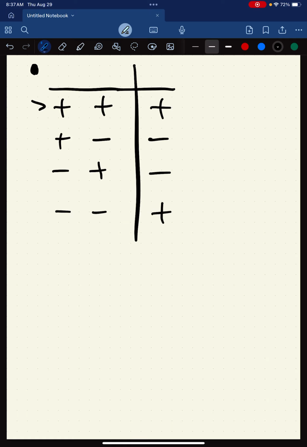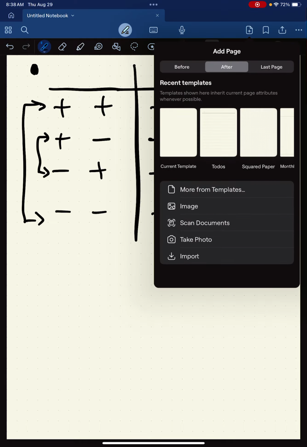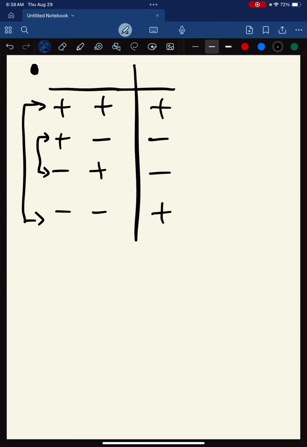If the signs are the same, negative times a negative or a positive times a positive, then that's going to give you a positive. If the signs are different, positive times a negative or a negative times a positive, you're going to get a negative for multiplication. And this also applies for division as well.